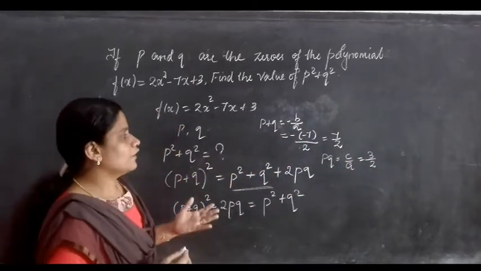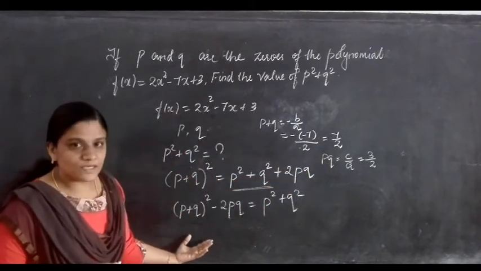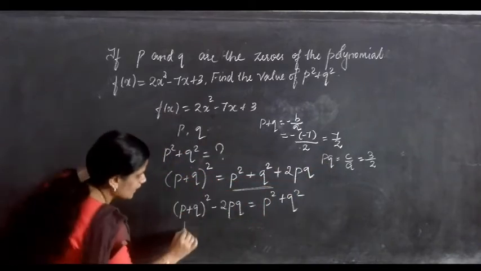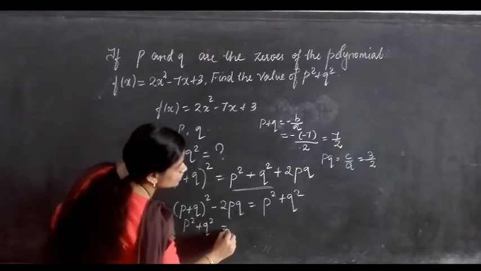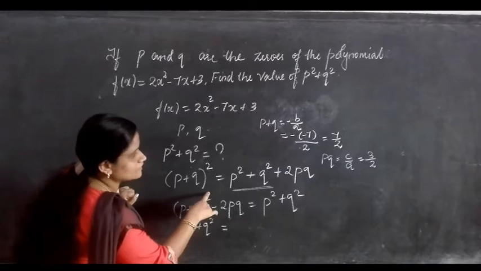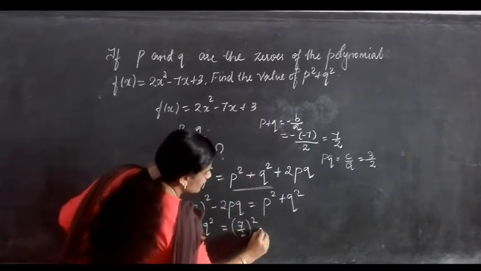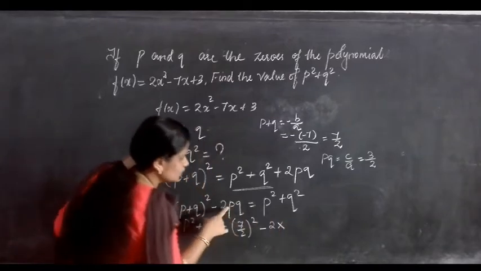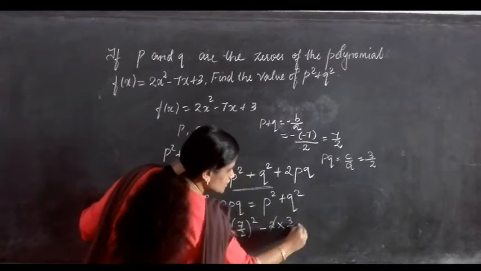Now we got the sum and the product. So shall we substitute here? So what you have? p square plus q square is equal to p plus q whole square. What is that? 7 by 2 whole square minus 2 into pq. What is pq? 3 by 2. So 2 and 2 we can cancel.